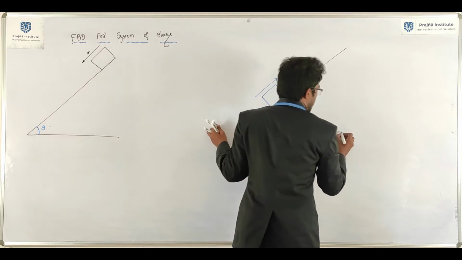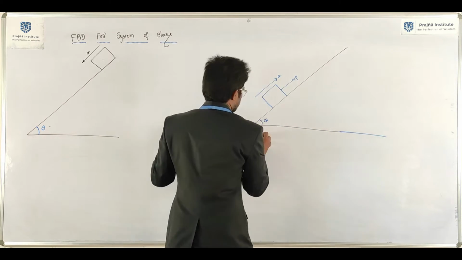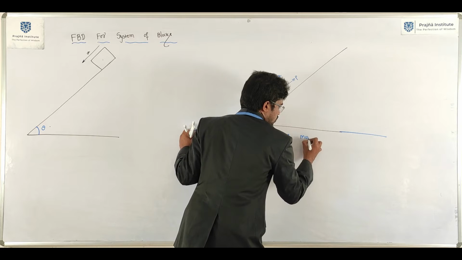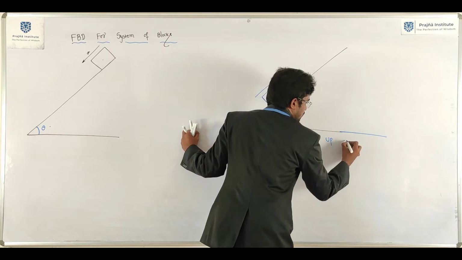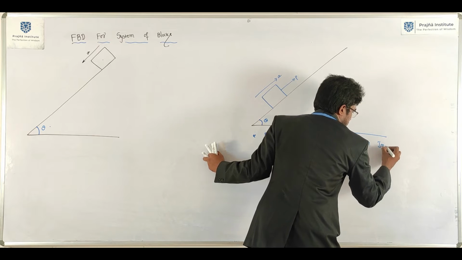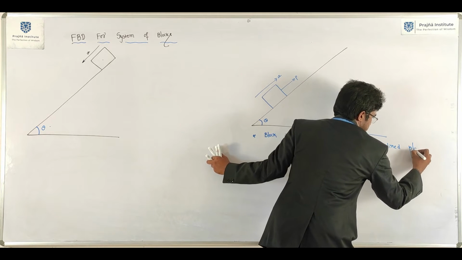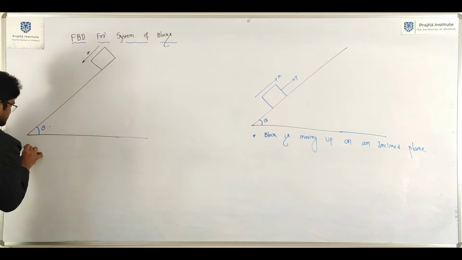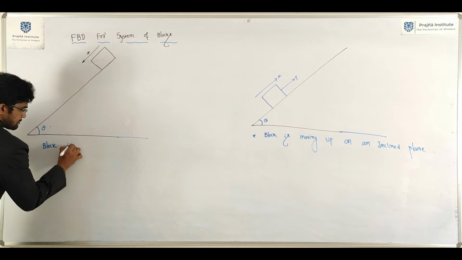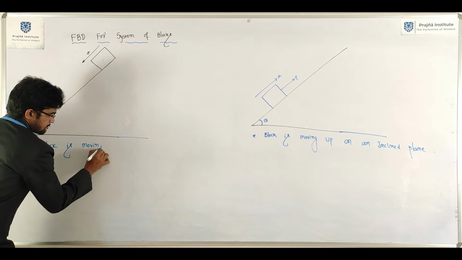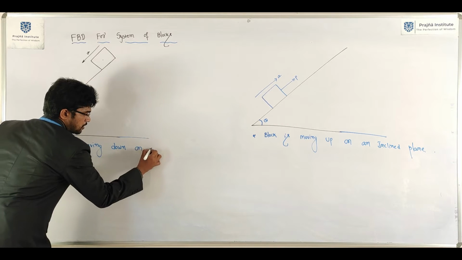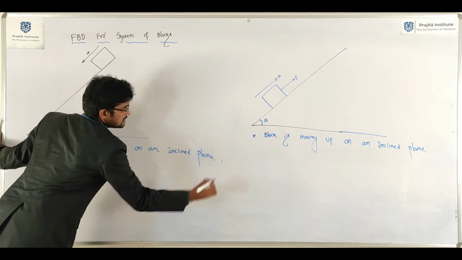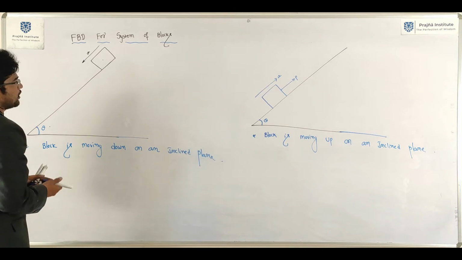Here the block is moving up on an inclined plane. Here the block is moving down on an inclined plane. Okay, it is very simple actually how to draw a free body diagram.